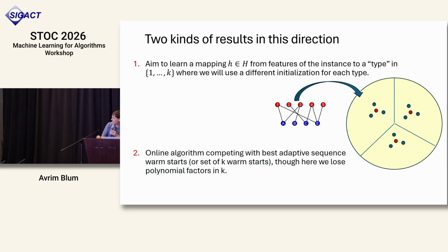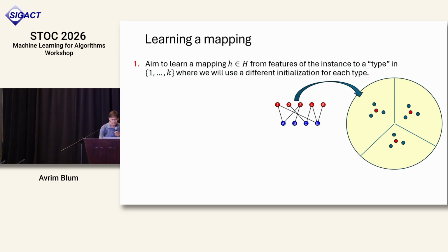associated. And the second, we'll look at online algorithms. We're trying to compete with the best adaptive sequence of warm starts, or even the best adaptive sequence of k warm starts. So here we'll lose some polynomial factors. Okay, so let's start with the first one.